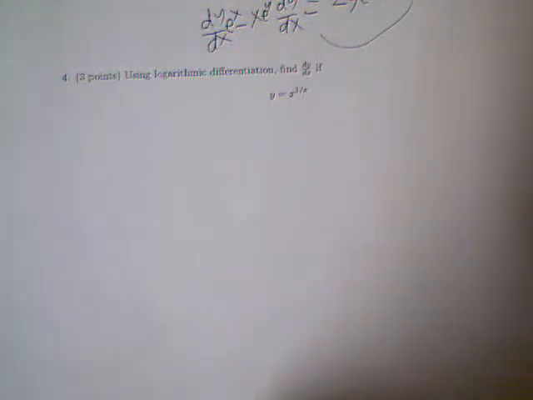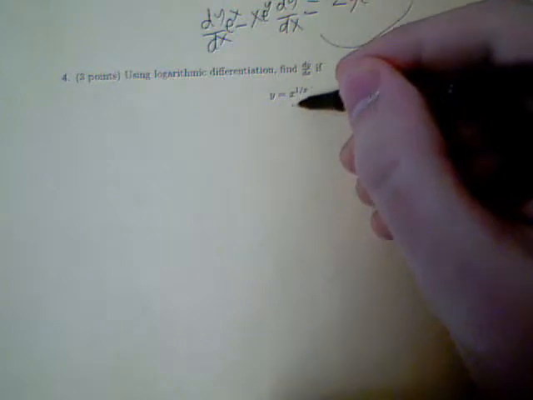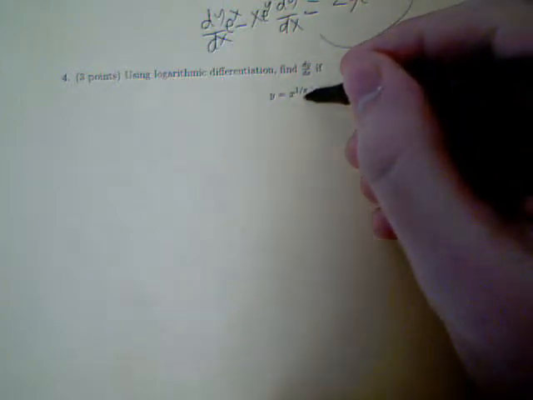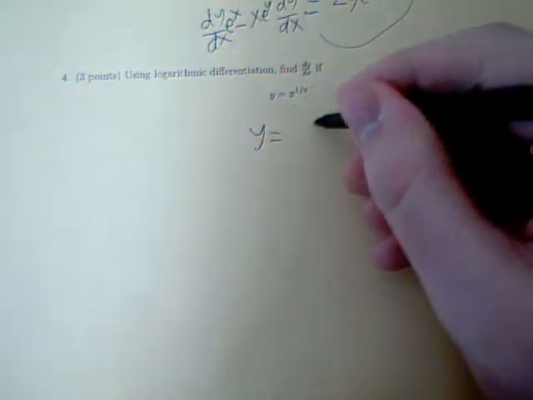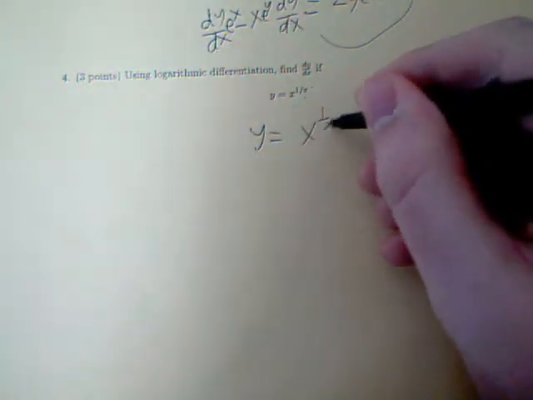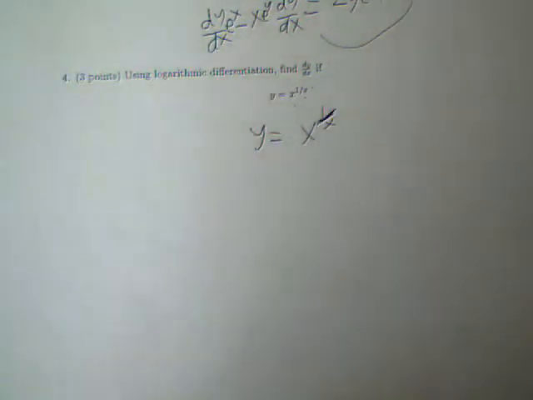Okay, quiz 5, number 4. This was the same on both quizzes. So we want to find dy/dx when y is x to the 1 over x. So I've got that: y equals x to the 1 over x.